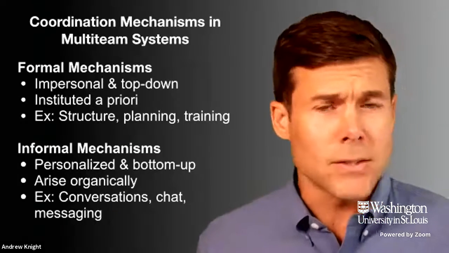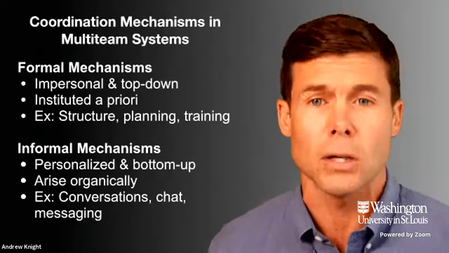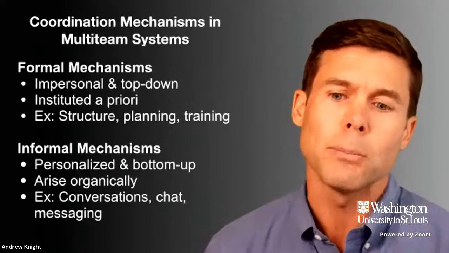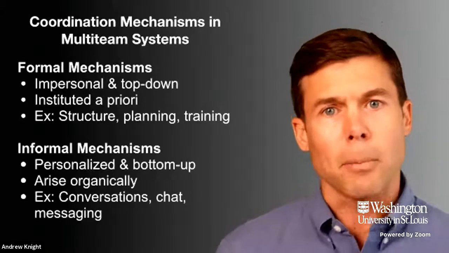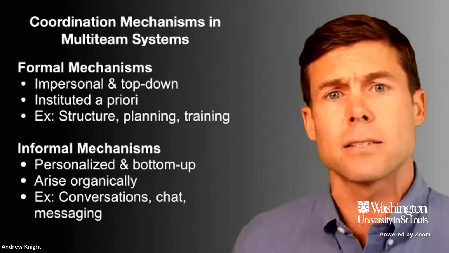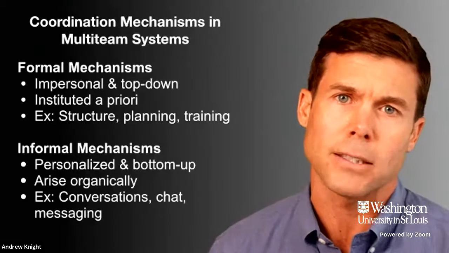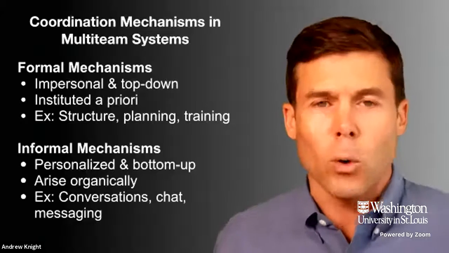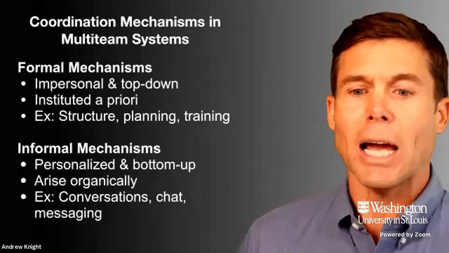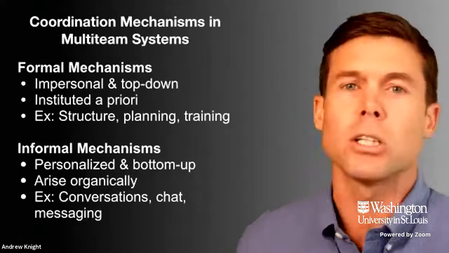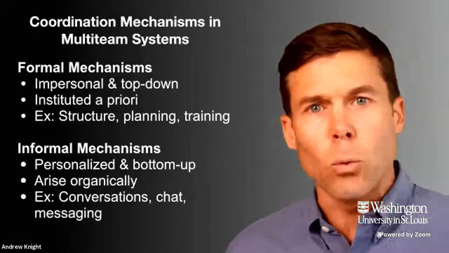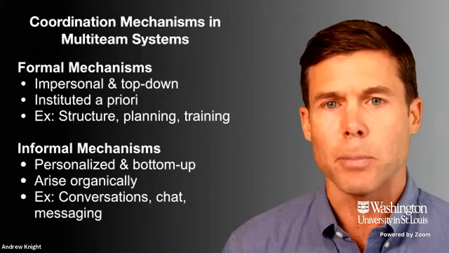Informal mechanisms of coordination tend to be more personalized. And so they are direct contacts and interactions between people. They often emerge bottom up as people are going about their daily work. And so they're more organic to the conduct of work as it's in practice. You see informal coordination happening in those ad hoc conversations, chat messages, a quick question or suggestion that's sent to a colleague or coworker that helps bring work more tightly into alignment.